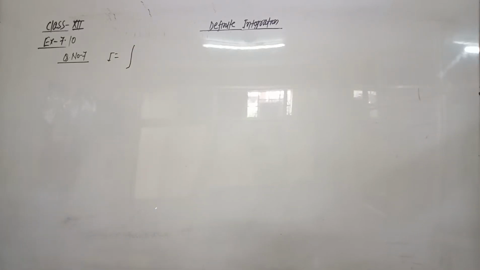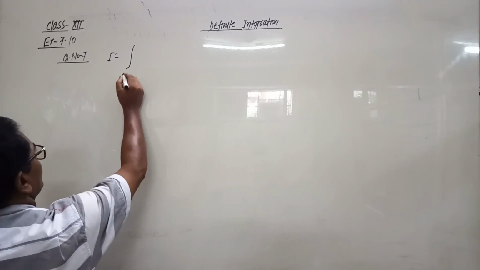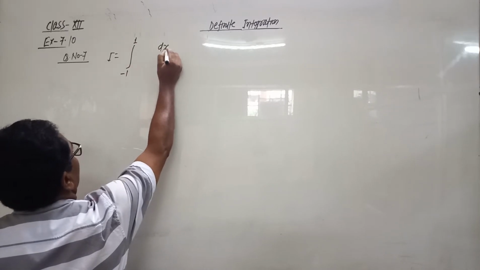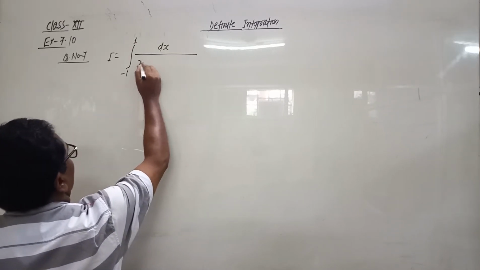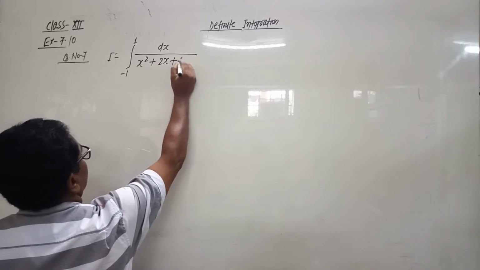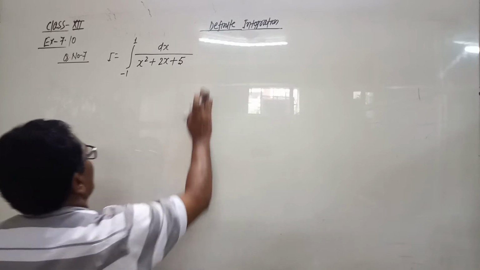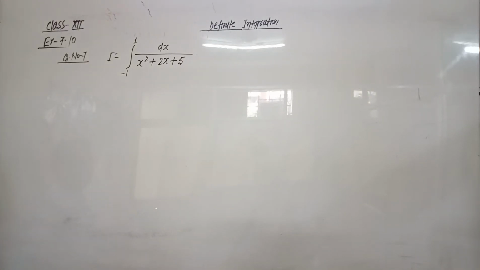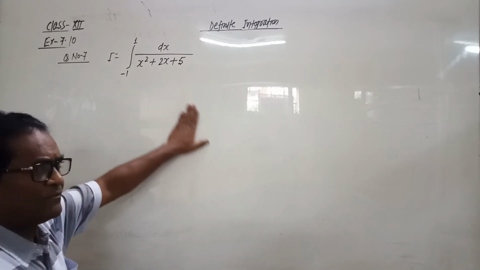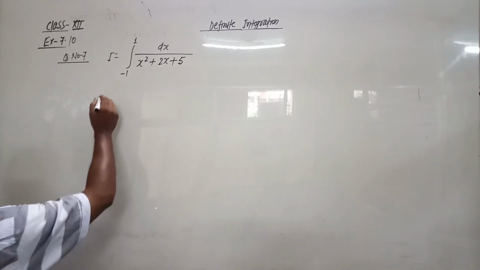Integration from -1 to 1, dx upon x square plus 2x plus 5. So we make the square form of the denominator.